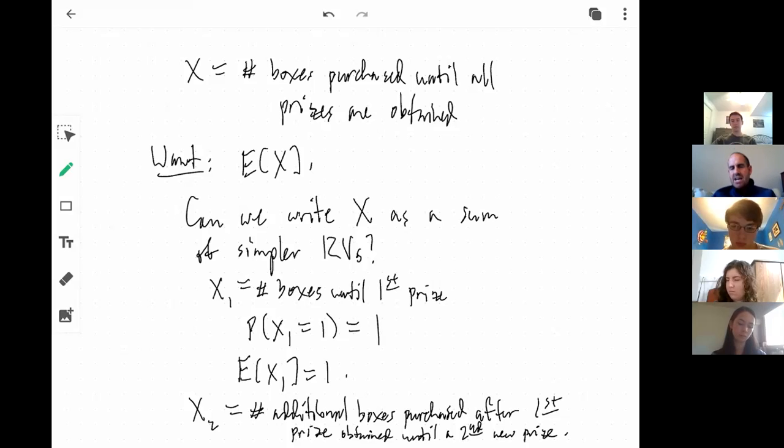Because in theory, I have my first prize, yes? I could just keep buying boxes and keep getting prize number 1. That would be annoying, right? And I would want to keep track of that, okay, I keep getting these prize 1s, but then eventually I get a new prize, and I call that my second new prize. So does this make sense? X2 is the number of additional boxes I have to purchase beyond that first one before I get a second new prize. What is the distribution of X2? What's the distribution of X2?